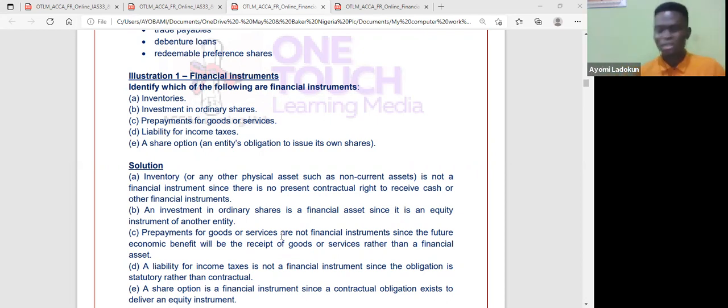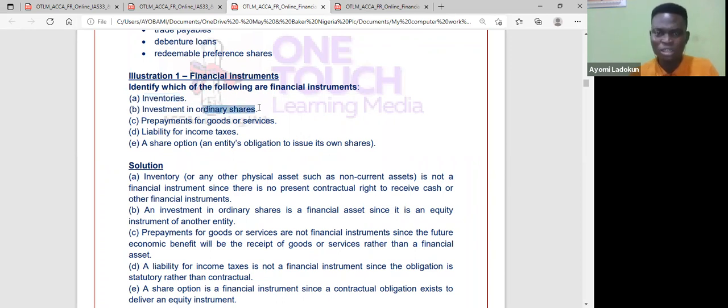Is that okay? So one here, he said inventory. Obviously, inventory is not a financial instrument, okay? Because it is a physical asset, right? And then I don't have any contract or right to receive cash, or to deliver those goods. So inventory is not a financial instrument.